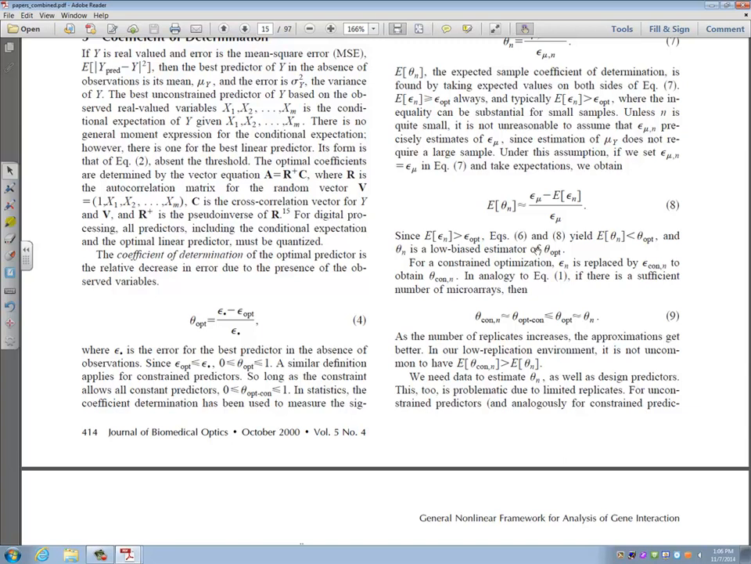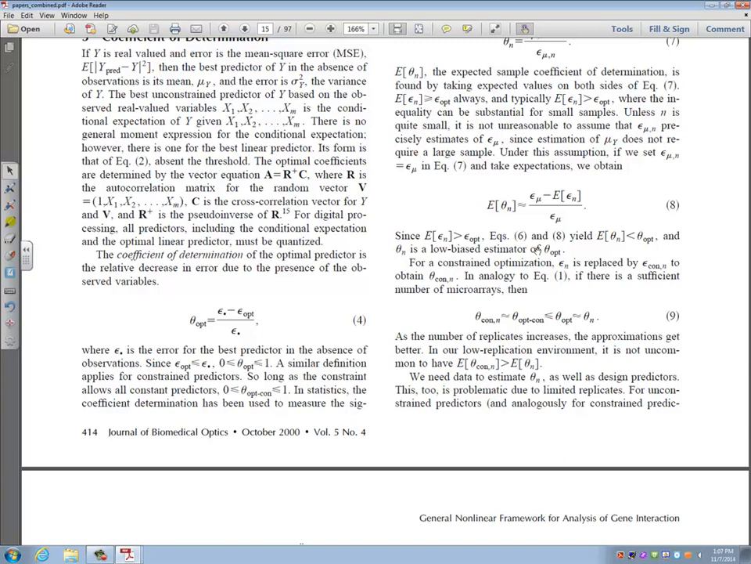Now the coefficient of determination of the optimal predictor is the relative decrease in error due to the presence of the observed variables. So you want to see what is the error of the best predictor without any observations. Then you make the observations. Am I doing any better? In the presence of the observations, I designed the best predictor. Is that any better than what I was doing before? If not, then I might as well not make any observations, not talk about any relationships between what is observed and what you're trying to estimate.